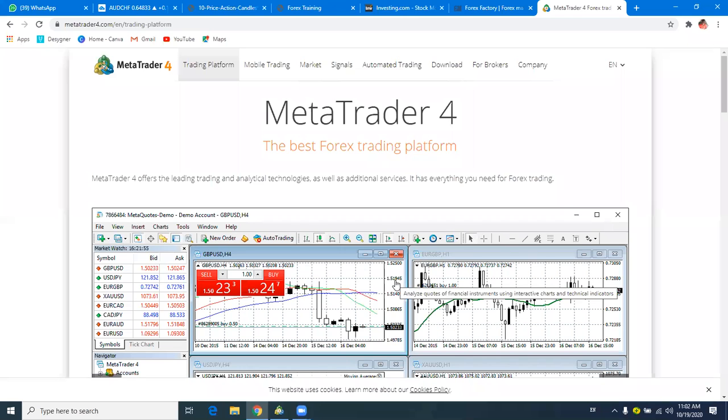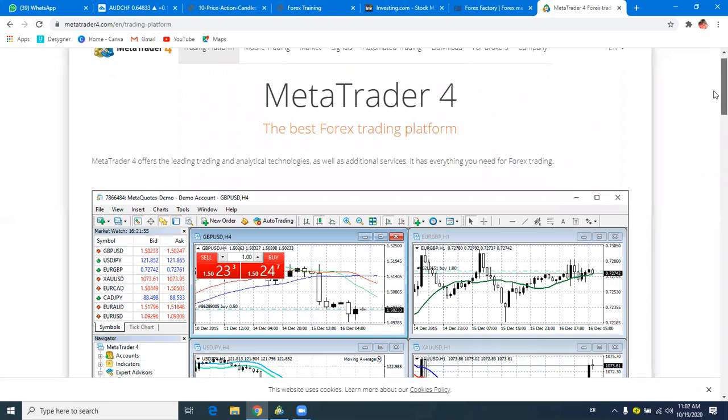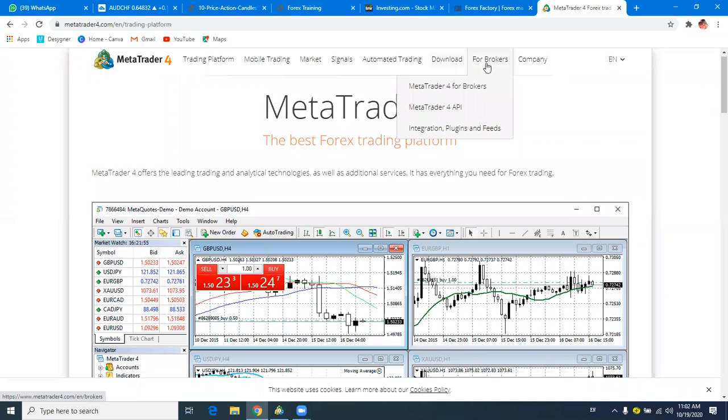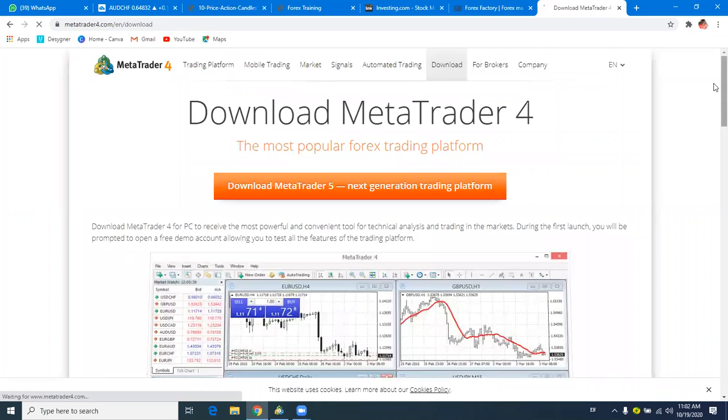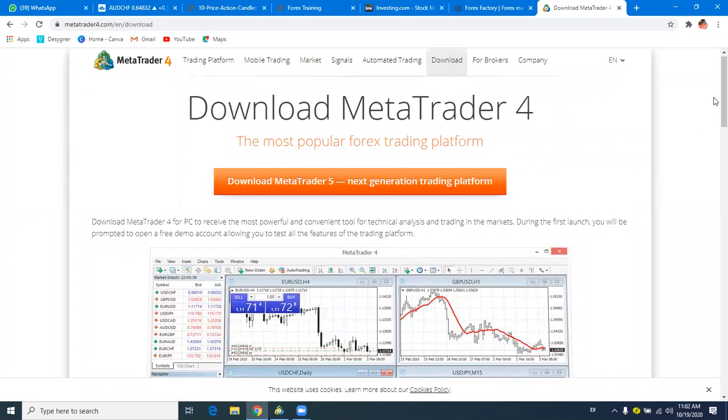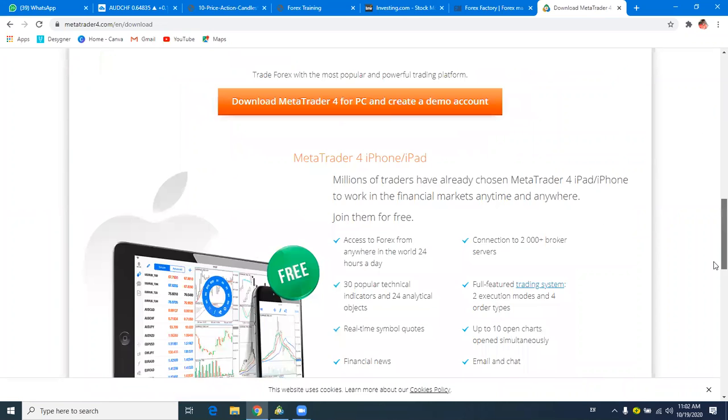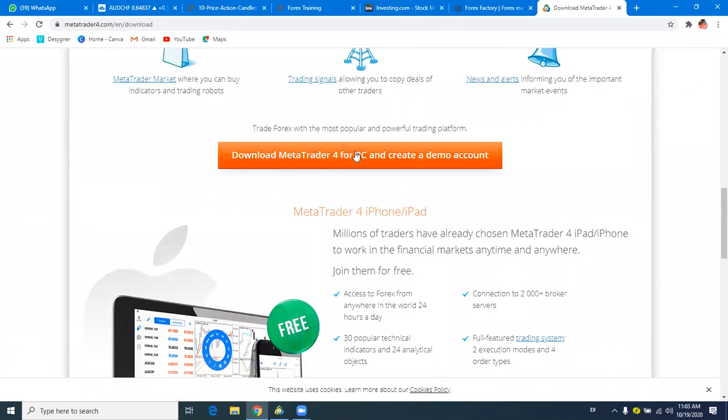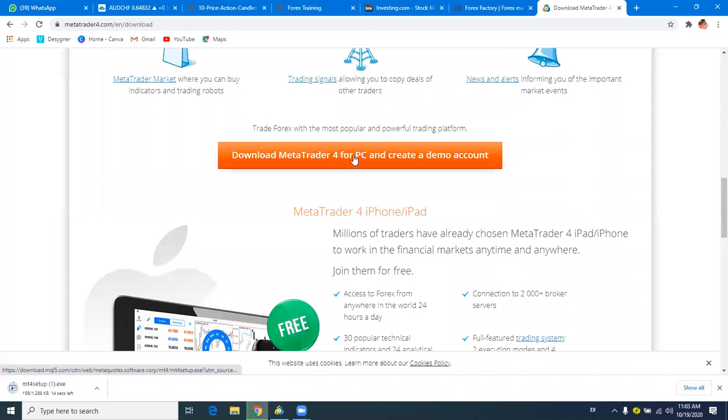So when you open metatrader4.com, it's going to open a platform like this. You scroll down to the bottom, or you just click on download here. Download MetaTrader 4, not MetaTrader 5. This very one, MetaTrader 4. You download this one. I have downloaded it before, but I'll download it again.